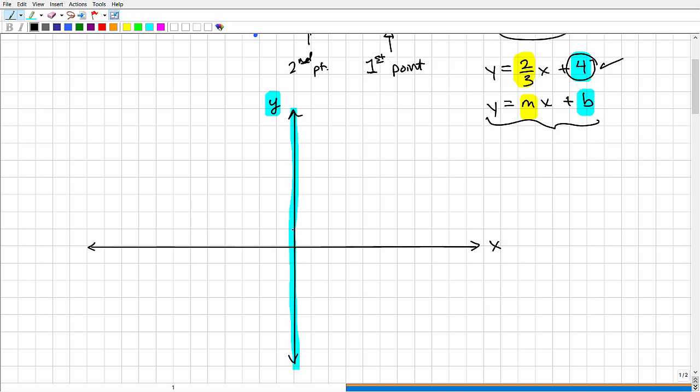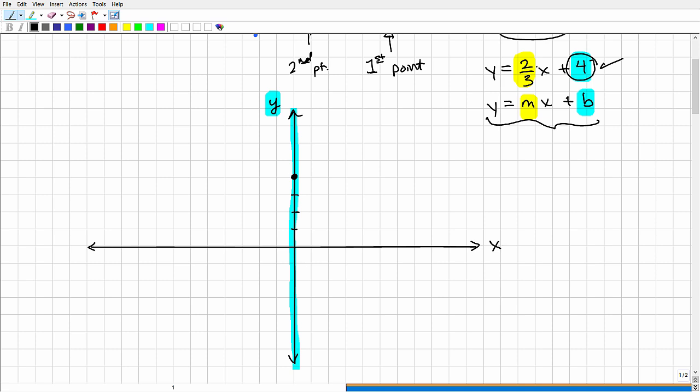So we just go up to positive 4 on the y-axis, 1, 2, 3, 4, and that is our first point. Very simple. And like I said, this does not have to be overly complex. So we got one point that's on a line, and now we need that second point so that we can graph the line.